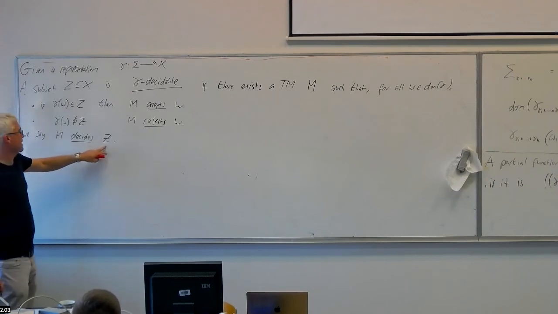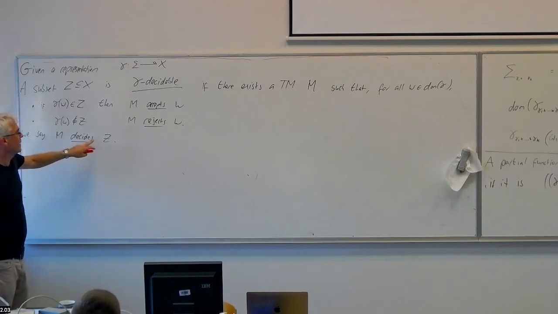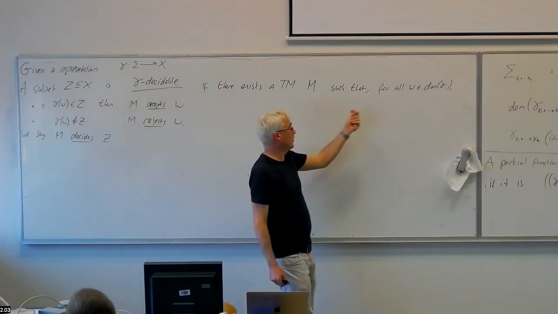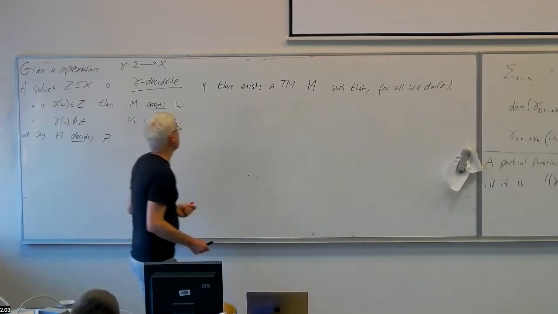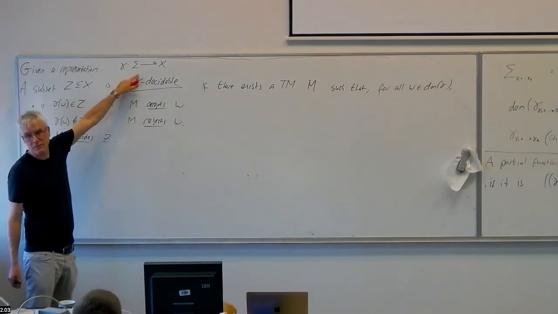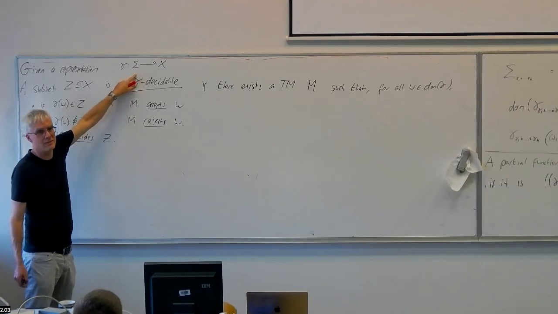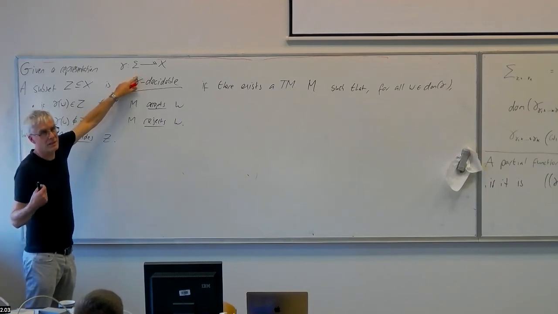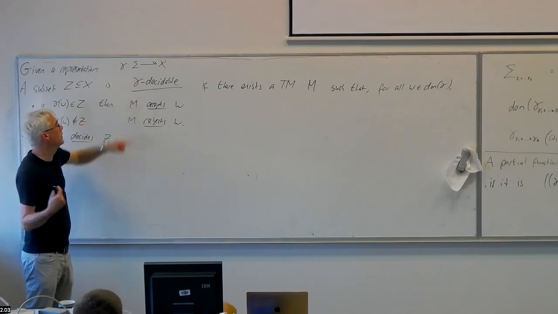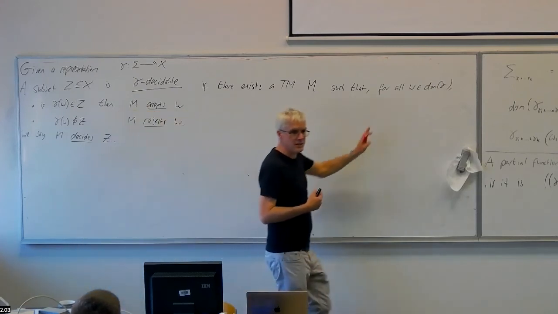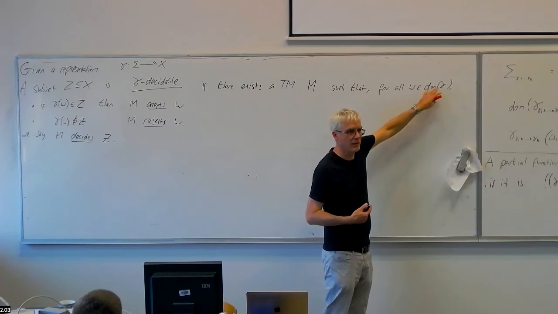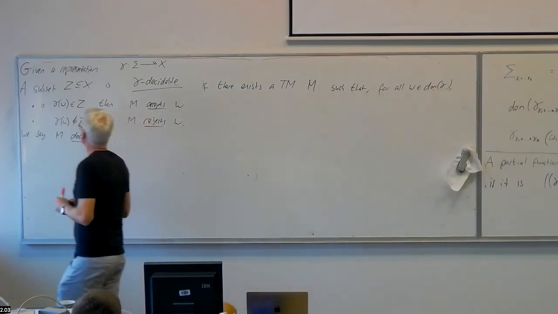So notice that a machine M that decides Z is guaranteed to halt on all words that are names for elements of X. But there are no guarantees about what it does on words that are outside, which are not names for X. So unlike when we were looking at decidable languages earlier, where the Turing machine needed to halt on every word, in this case the Turing machine does not need to halt on every word. It does need to halt on every word that is a name for an element of X. Okay, so that's a little subtlety here.